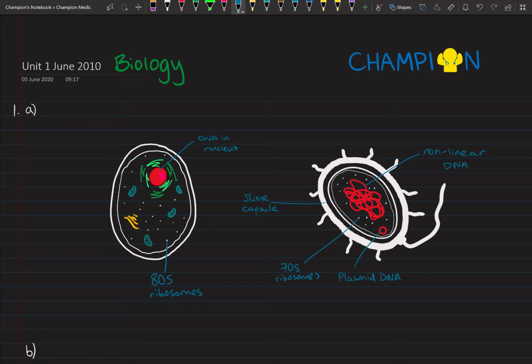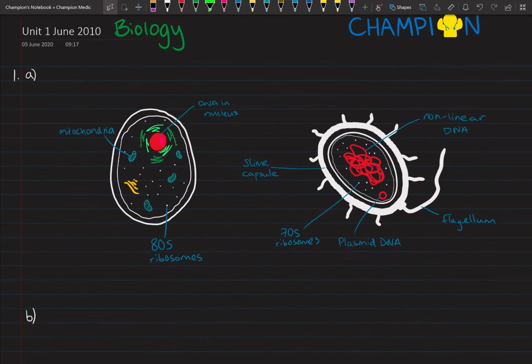We can also label the rest of the diagrams as well. So we've got a flagellum, mitochondria. There's also these, I think they're pilus. They just kind of stick out at the end of the bacteria.